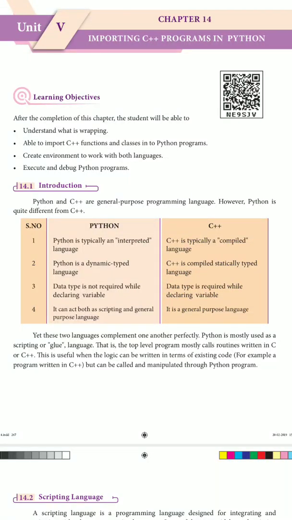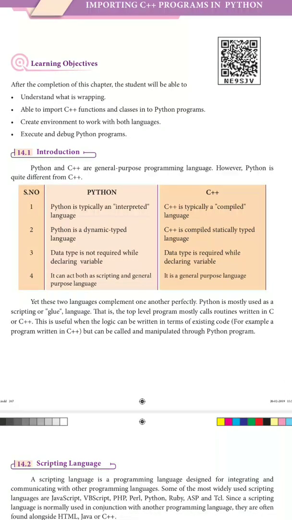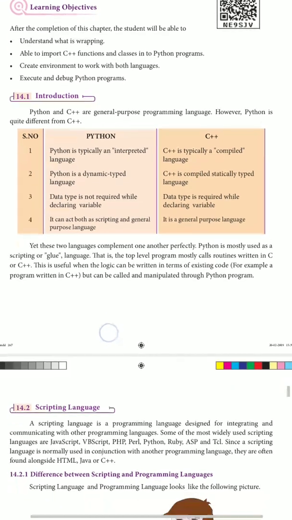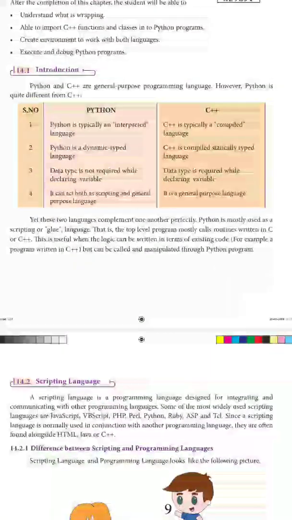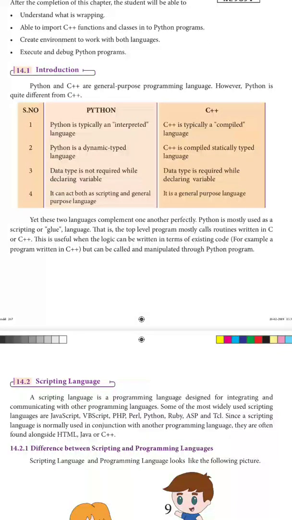Data types are not required while declaring variables in Python, but in C++ we need the data type to be declared for variables. Python can act both as a scripting language and a general purpose language, but C++ only acts as a general purpose language. We'll discuss what a general purpose language and a scripting language are in a bit. Yet these two languages complement one another perfectly.